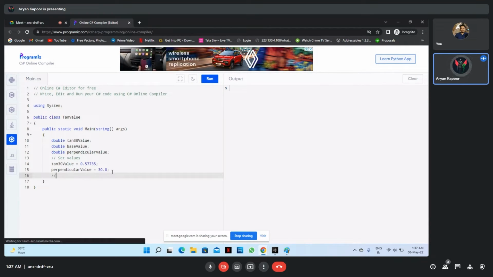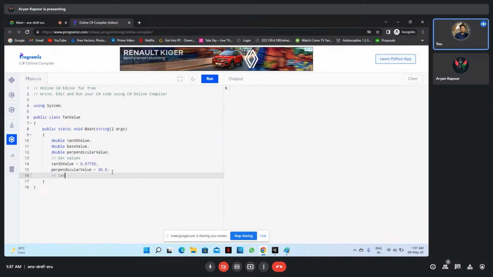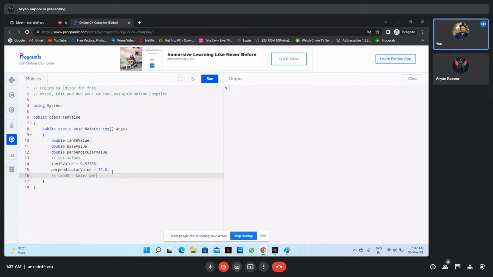Okay, so we have tan 30, and it's also mentioned that 30 meter is the height of the monster. First write the formula here. Actually, it's not the right formula. It's perpendicular upon base. Sorry for this. It's your first class of trigonometry, so these things happen. No problem.